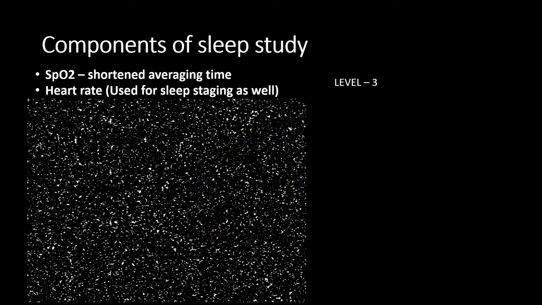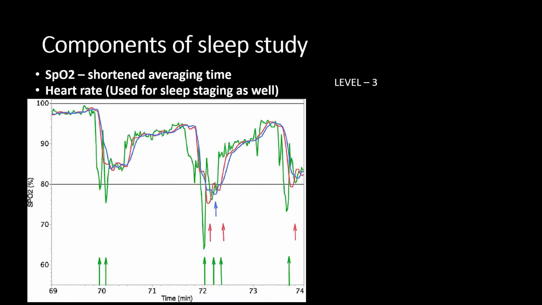Now let us see the usual components of sleep study at various levels. Level 3 is the home sleep study, the beginner sleep study, where we just monitor the SpO2 and heart rate. The level of accuracy in monitoring the saturation differs with each and every monitor.